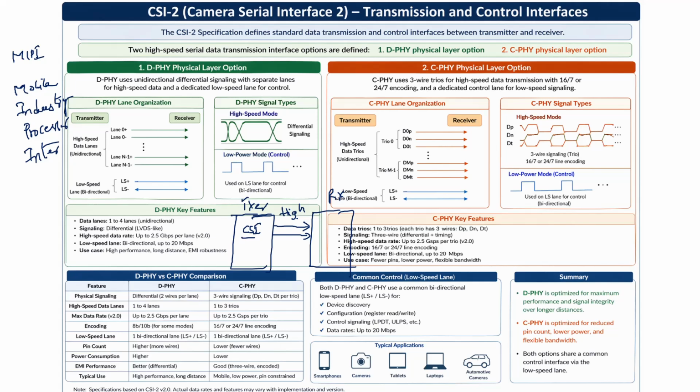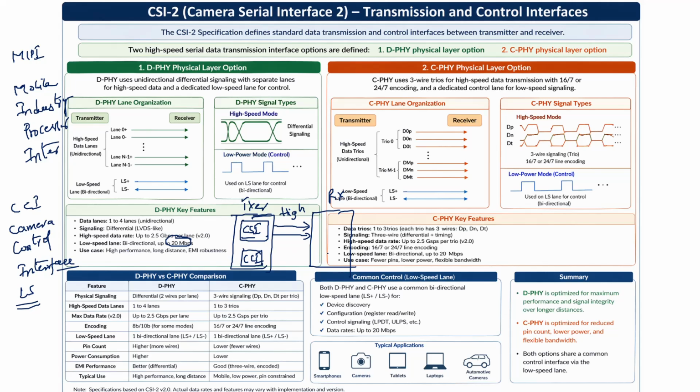Okay, so camera serial interface is used for transmitting the data as well as controlling the data, because this transmitter has one part, the CSI part, and the other part, the CCI part. Camera control interface. CCI means camera control interface. So what is the use of this camera control interface? This is the low speed protocol. Here we are using a low speed interface that supports transmitting data up to 20 Mbps. So that is a low speed lane.